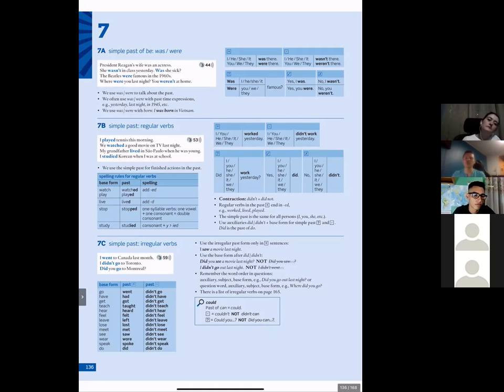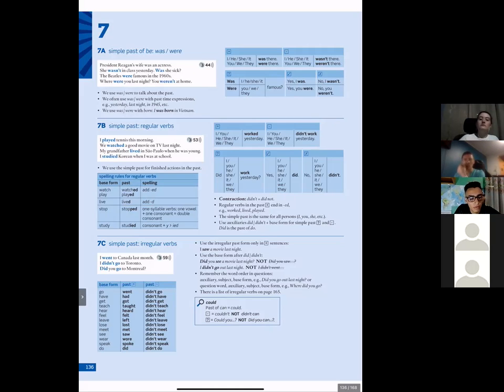We are going to use was for singular. So I was, he was, she was, or it was. And then we're going to use were for plural. You were, they were, we were. Okay?